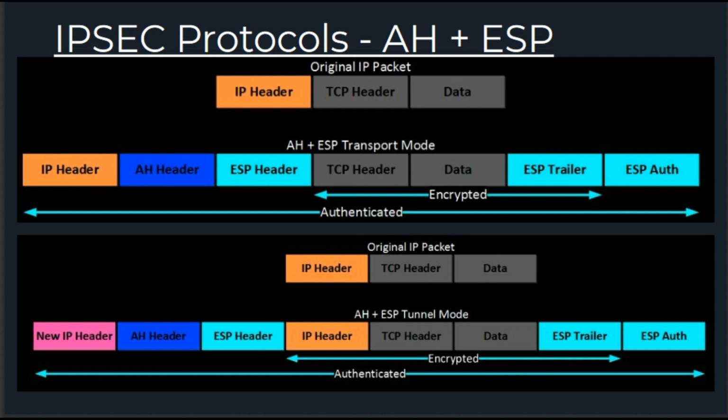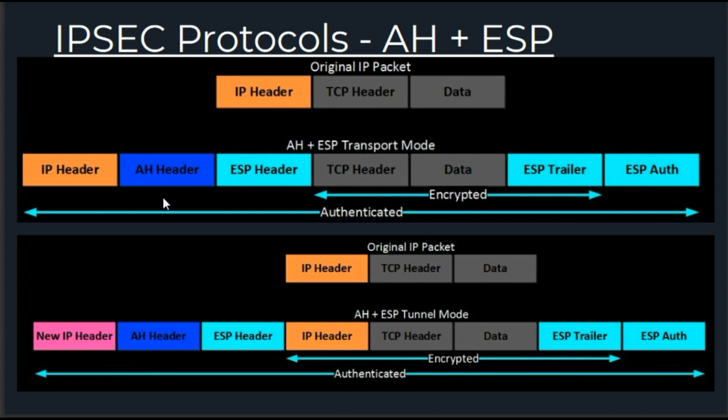Now IPsec protocol authentication header plus ESP, encapsulating security payload. This one confuses a lot of people: is it possible to use AH and ESP at the same time? Let's check it out. First we are checking transport mode. Here is the original IP packet header, and with the transport mode we will use the original IP header followed by an AH and ESP header. The transport layer payload and ESP trailer will be encrypted.